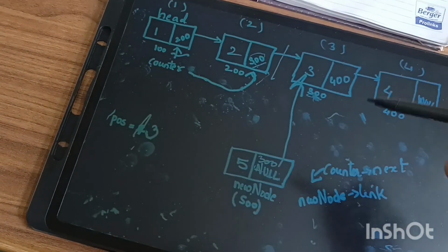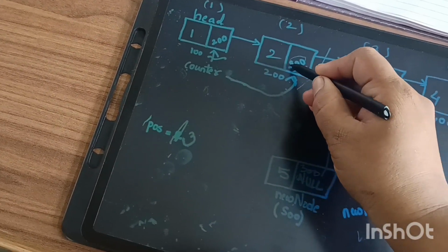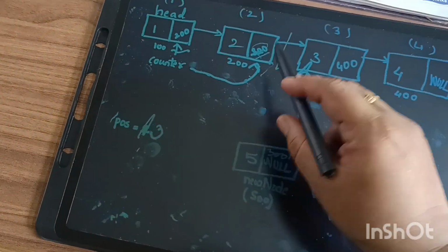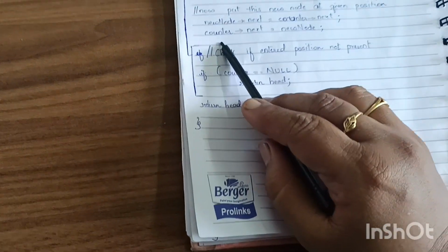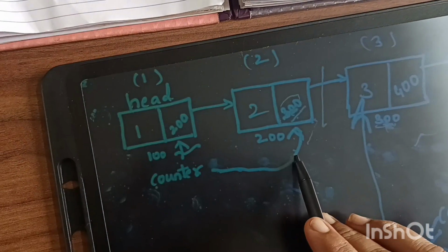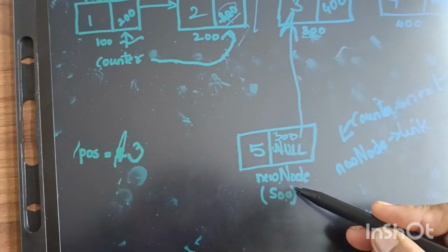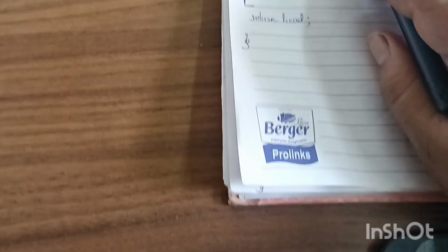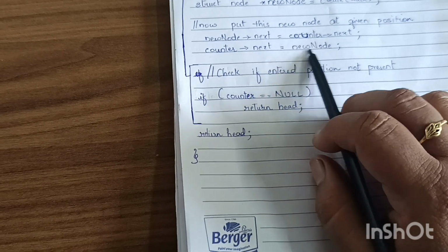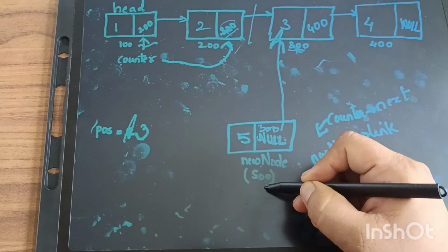Now in this address, I can remove this address, right? I can remove this and I can store this address here. So how will I store? Counter's next. This is counter. Counter's next, I am storing the new node's address. Not next, sorry. The new node's address you are storing, 500.